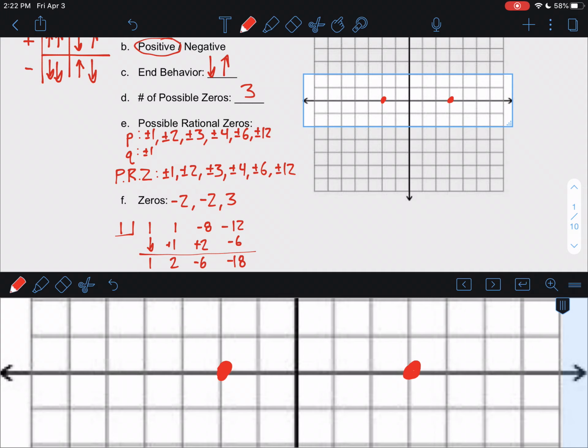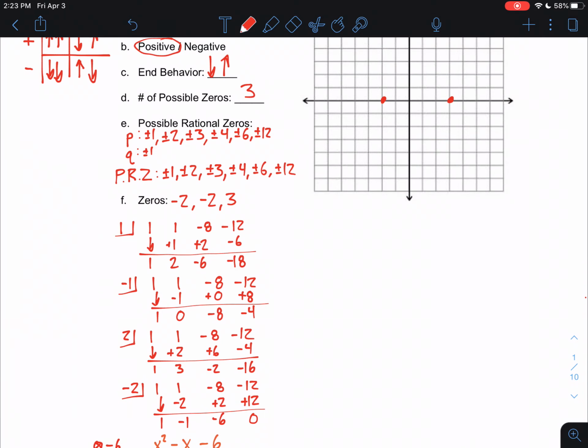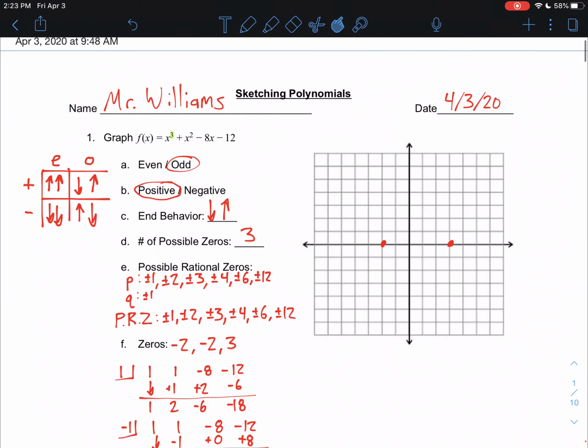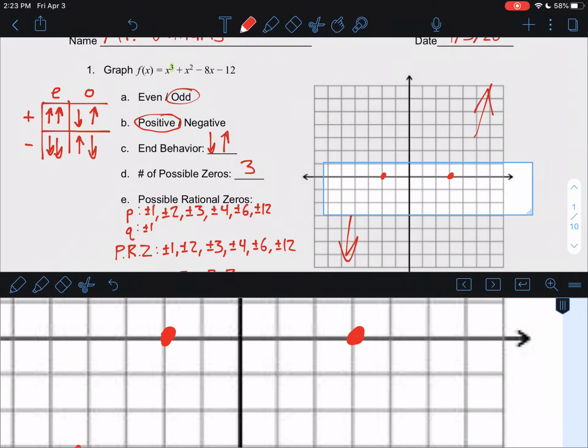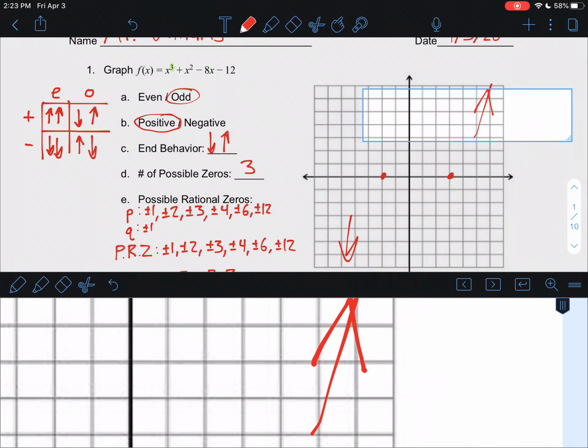And then the other thing that I already knew was my end behavior. My end behavior had a down arrow, then an up arrow. So down on the left, up on the right. Now, the last thing I need to do is make a graph that is going to start on this arrow, go through these 2 points somehow, and then end up there.